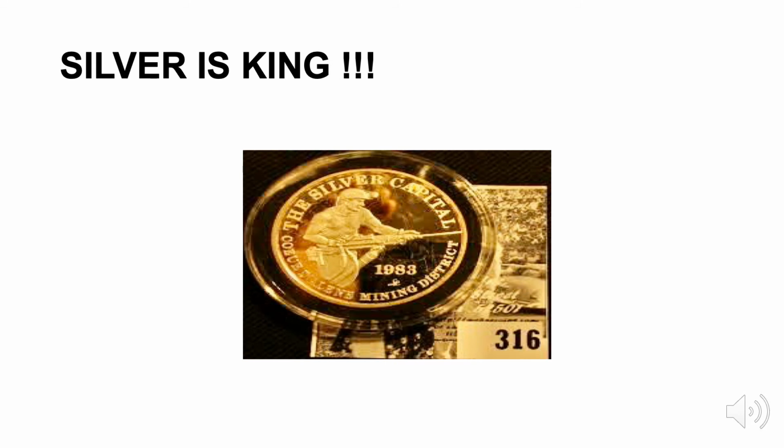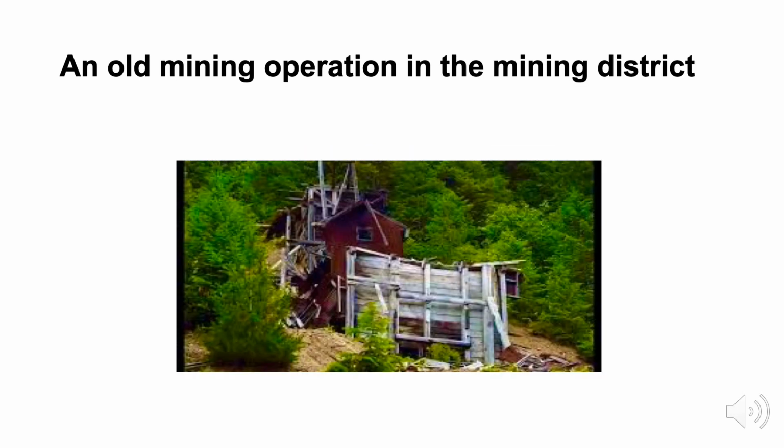We look at the legacy. A lot of people call the Coeur d'Alene Mining District the silver capital of the world. This is a coin that was minted in 1983, kind of to celebrate the legacy of mining in the Coeur d'Alene mining area. You can go up to the Coeur d'Alene Mining District and see old mines. Most of them are closed. A legacy of mines from the 1800s. Here's an old mining operation in the mining district.